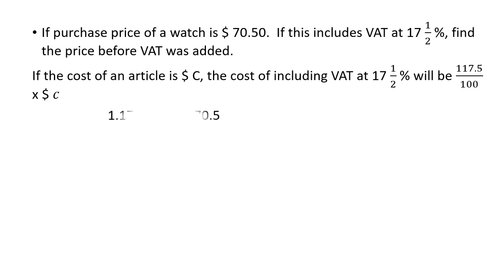Then you can see 117.5 divided by 100, 1.175 multiplied by C equals 70.5. Now you have to find what C is. C equals 70.5 divided by 1.175. $60 is the final answer. This is the price before VAT was added, $60.